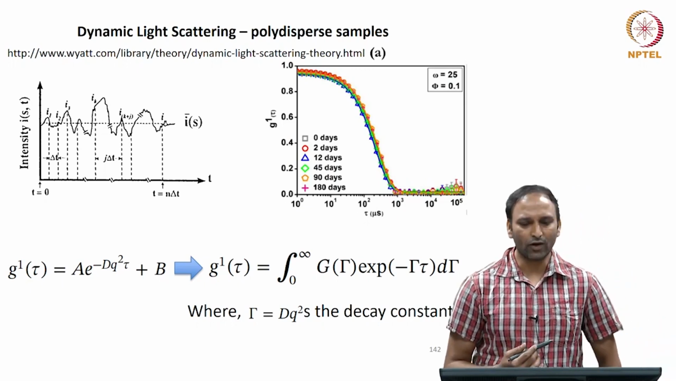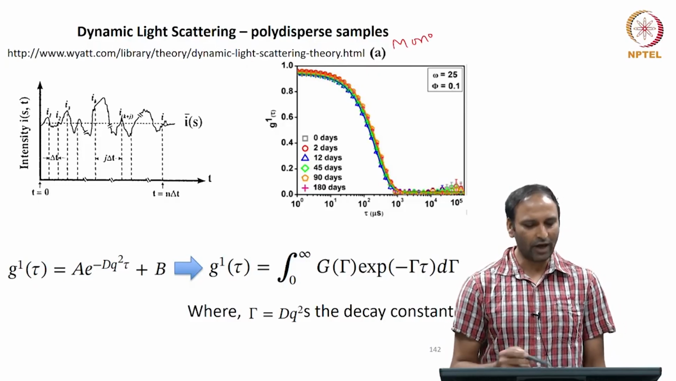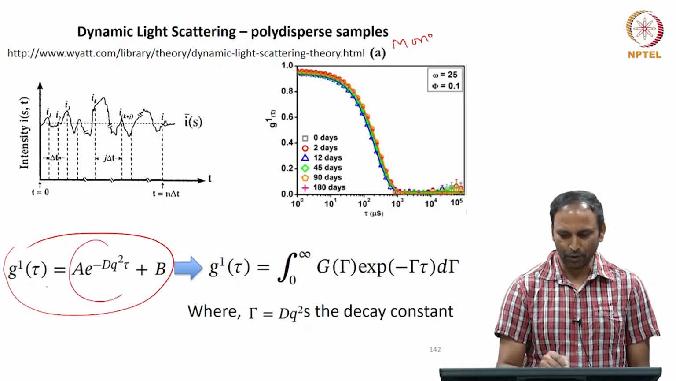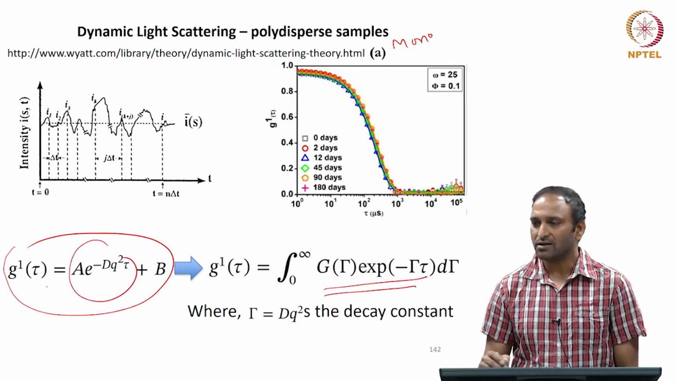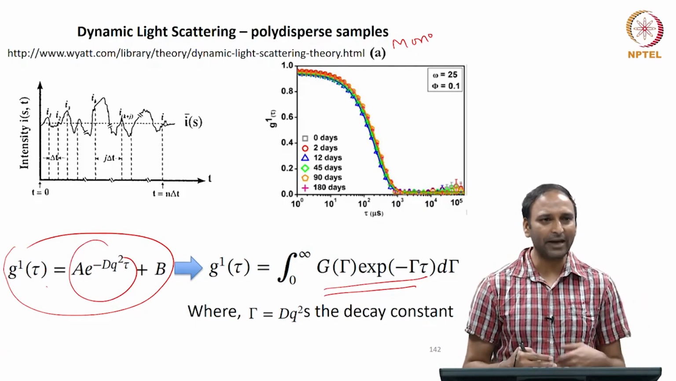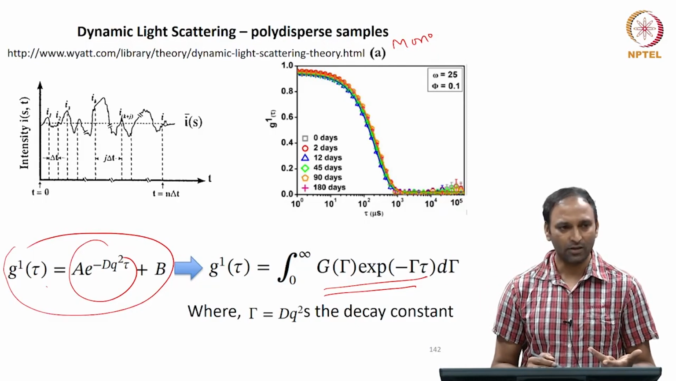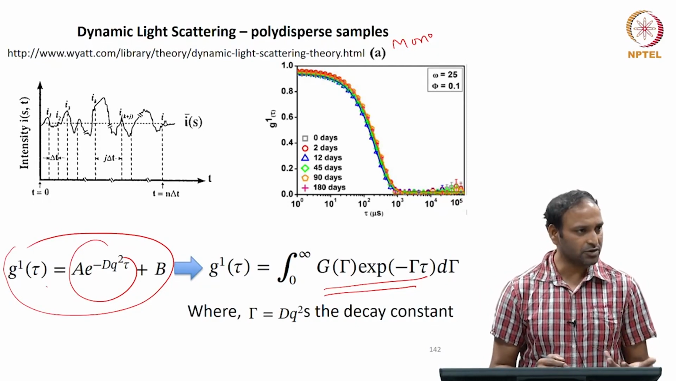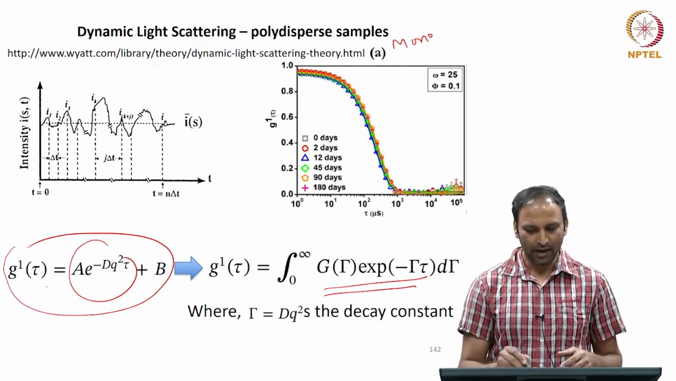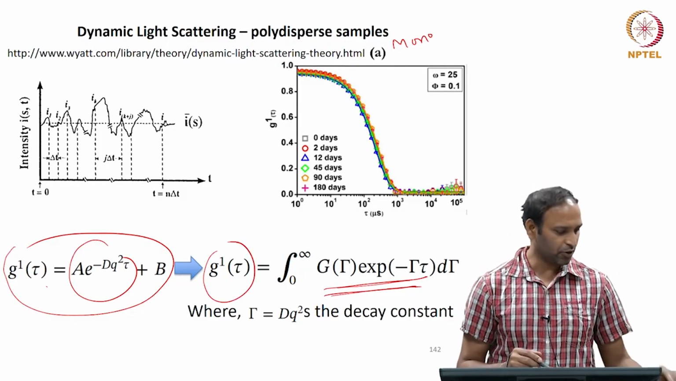But it is not necessary that you will always have monodispersed particles. If you do not have monodispersed particles, then instead of expressing g1 of tau as a single exponent, you express it as a sum of exponents. If you have bidispersed particles, it will be the sum of 2 exponential functions. If you have tridispersed, I could use 3 exponential functions. So, in general, if you have a size distribution, I can express g1 of tau as a summation of many exponential functions.